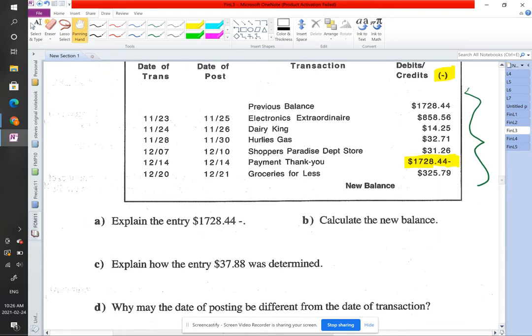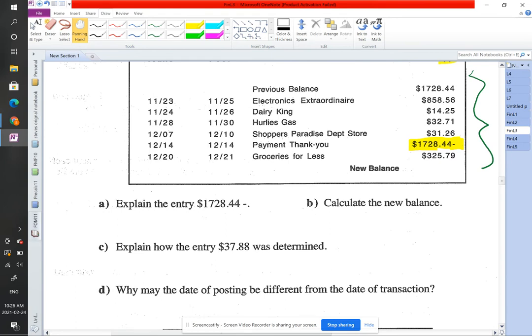So the first question is, explain the entry 1,728.44 negative. So that's a payment. A payment of 1,728.44 was made.